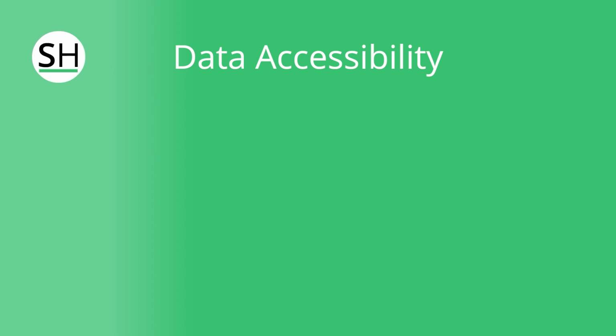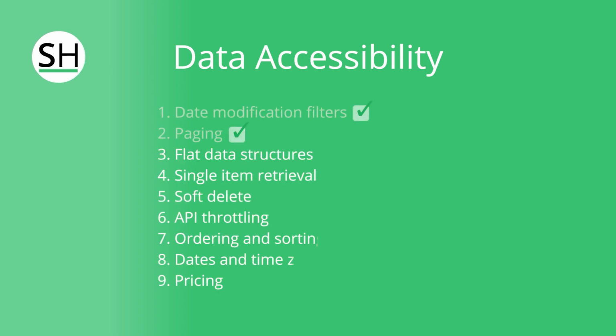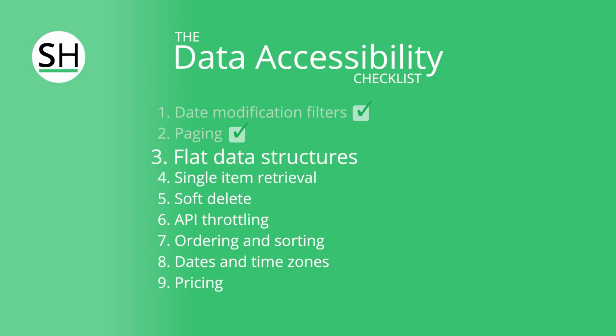So in this video series, we're diving into the 9 most important features that our technical team considers when connecting to a new cloud service. These considerations are something we call the Data Accessibility Checklist. If you are authoring your own API, we encourage you to keep these in mind during development, in order to ensure your data is accessible to your users. So, with that in mind, let's move on to our third video, data structures.